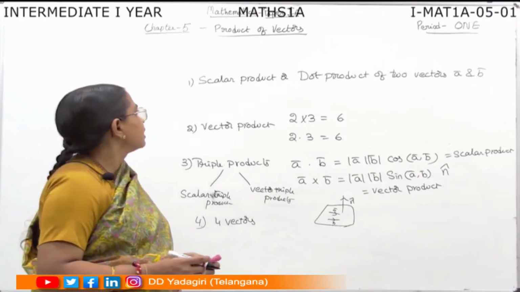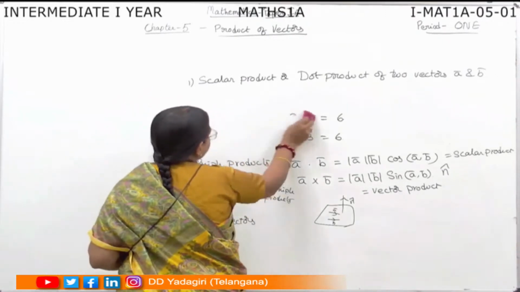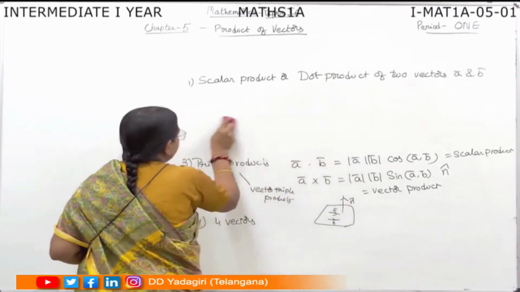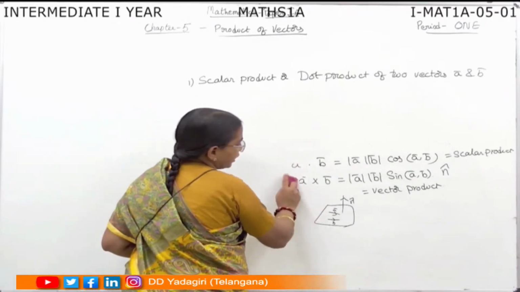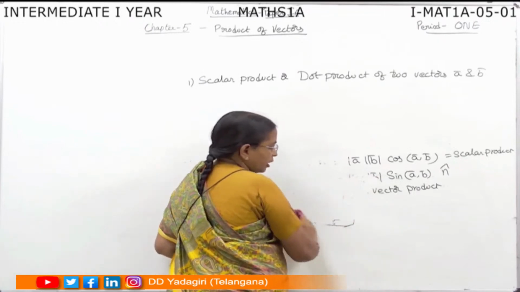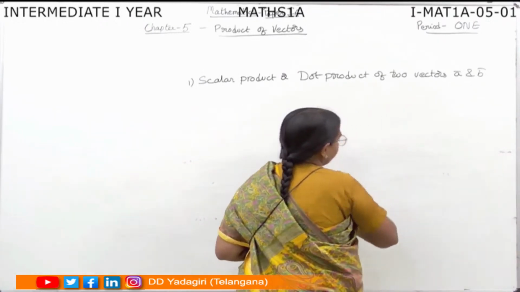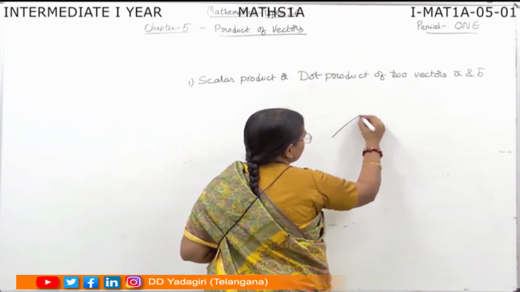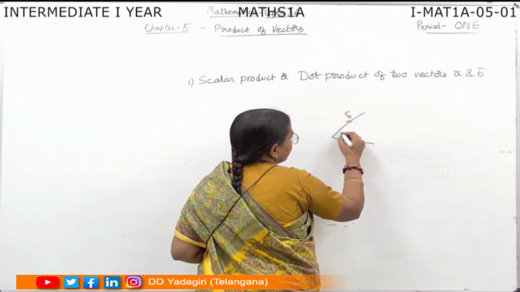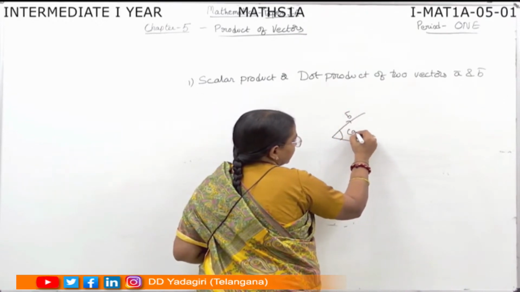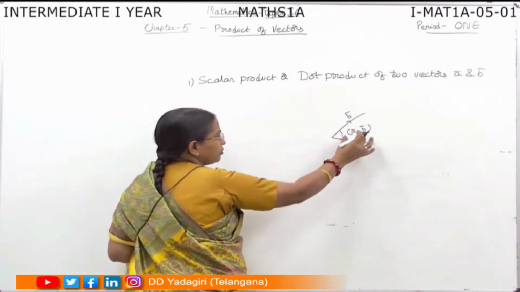Now first we'll start with scalar product or dot product of two vectors A and B. The scalar product of two vectors, as I explained here, A dot B is mod A into mod B into cos of the angle between A and B. So suppose that the vectors A and B are like this. This is A and this is B. Now the angle between A and B, we denote like this, theta, or we use this symbol.